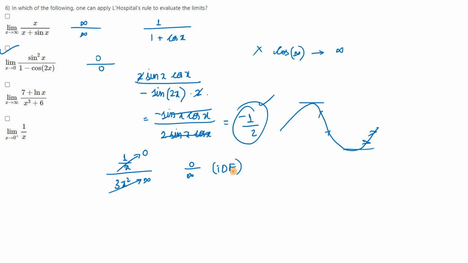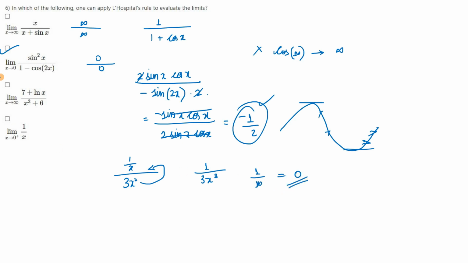Now, instead of applying directly, let's simplify this. That is 1 by x whole divided by 3x square. That is what we have. If we simplify this, we can send this to here. We'll have 1 divided by 3x cube. Now if we apply infinity for this, apply the limits, we'll have 1 by infinity, so that is nothing but 0. Yes, we can also evaluate this.